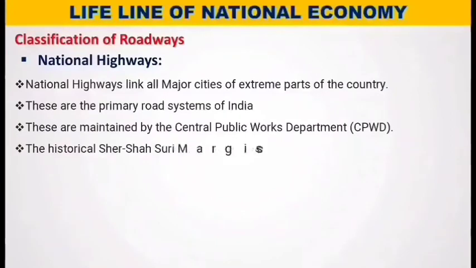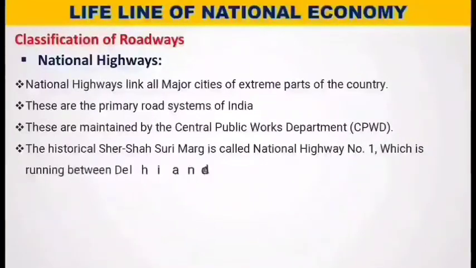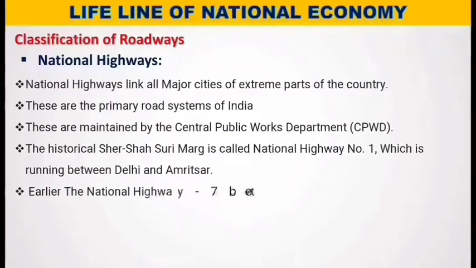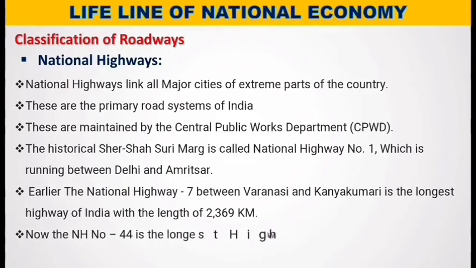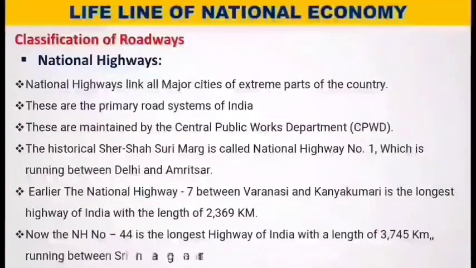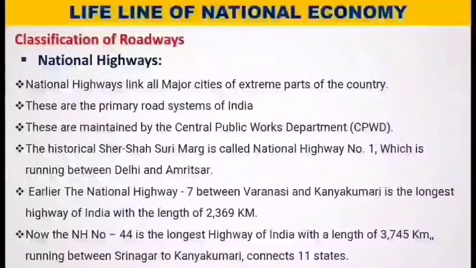Remember this point. The historical Sher Shah Suri Marg is called National Highway number 1, which runs between Delhi and Amritsar. Some facts. Earlier, National Highway 7 between Varanasi and Kanyakumari was the longest highway of India with a length of 2,316 km. Now it is extended, and National Highway number 44 is the longest highway of India with a length of 3,745 km, which runs between Srinagar and Kanyakumari and connects 11 states, and it is referred to as the North-South Corridor.